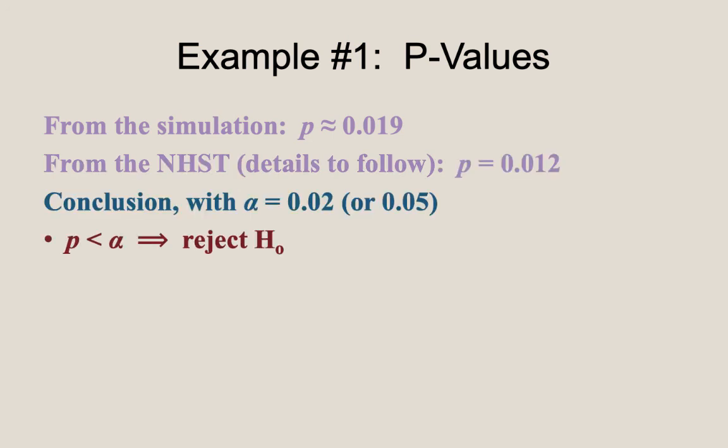A significance level of alpha equals 0.05 or 0.02 would lead to the decision to reject the null, since p is less than alpha. However, if alpha was 0.01, the conclusion of the test would go the other way. And this is why it is important to set the standard for your decision-making process well in advance.